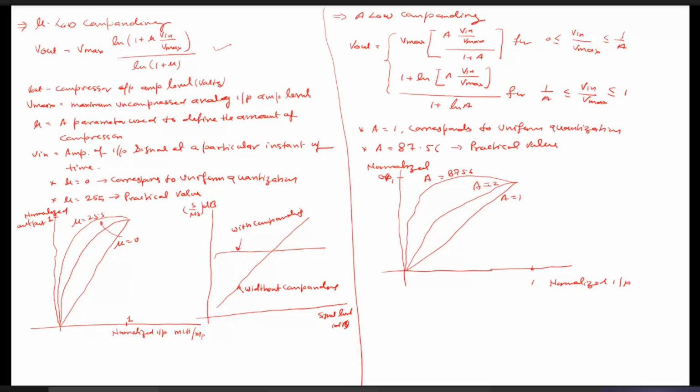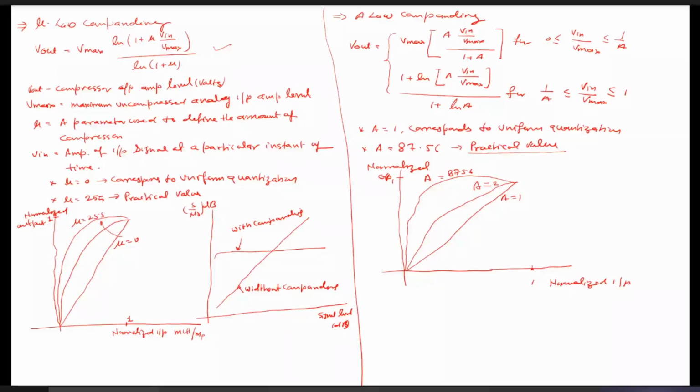If you take A equals to 2, then in a similar way as with mu-law, this curve will shift like that. And if you take A equals to 87.56, which I have specifically mentioned because 87.56 is the practical value of A which is being used, then it will look like that. So this is about the quantization process. We have seen uniform quantization, non-uniform quantization, how we perform non-uniform quantization, and what advantages we have studied.